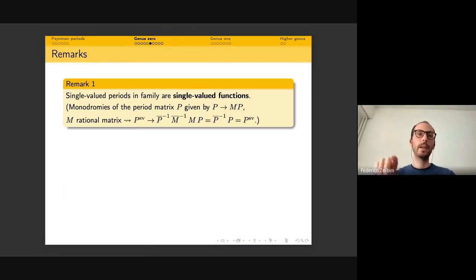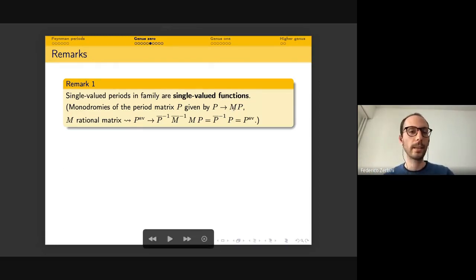So whenever you analytically continue a solution of your Picard-Fuchs equation along a loop, that's what you get. And your matrix M, it turns out, because you're considering Betti homology, so singular homology with rational coefficients, the matrix M is rational. And so if you consider your single-valued matrix of periods and you act by analytic continuation along the same loop, then you get this formula, but your matrix M is rational and therefore real, and therefore this is 1. And you get P_SV again.